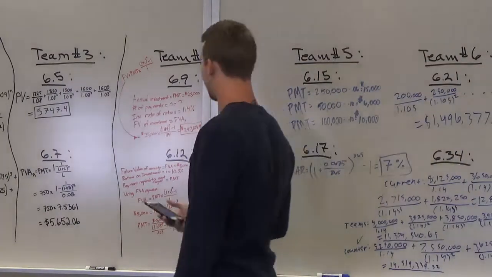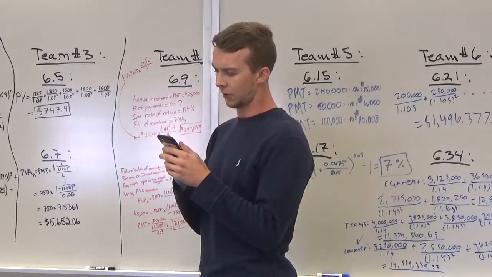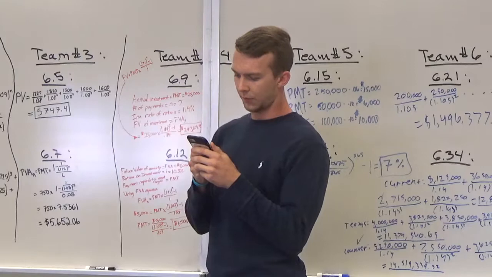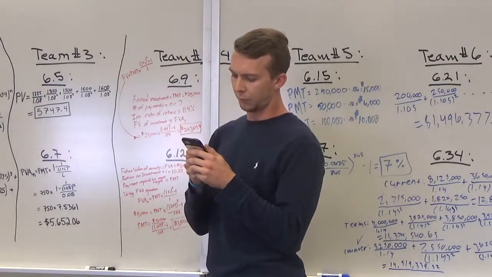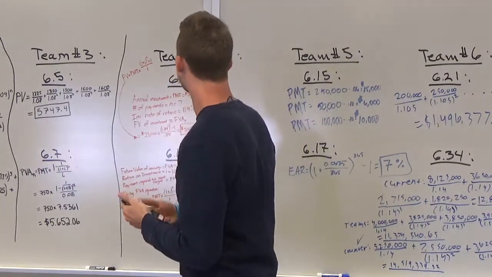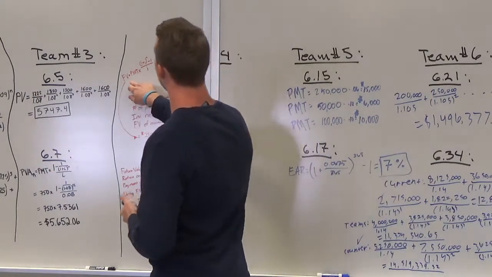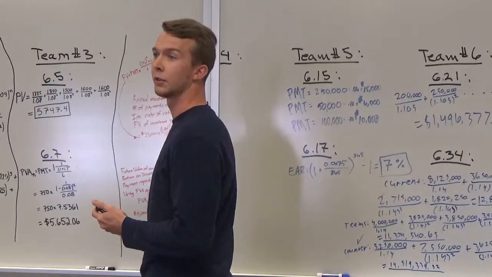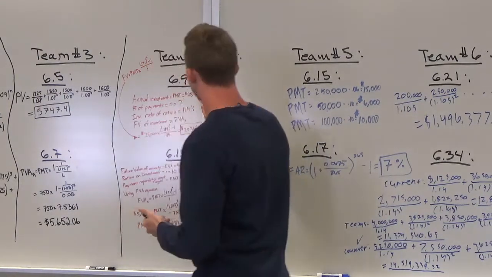So for 6.9, it says that Robert Hobbs plans to invest $25,000 a year at the end of each year for the next 7 years in an investment that will pay him a rate of return of 11.4%. How much money will Robert have at the end of the 7 years? So basically, we're just trying to find the future value. So this is the equation. Future value equals PMT times (1 plus I to the n minus 1) over I.